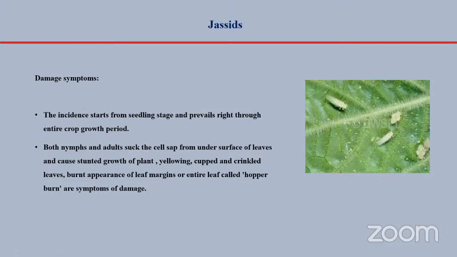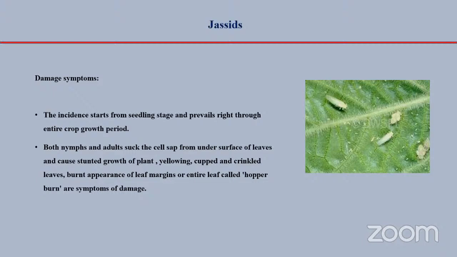So next is another sucking pest, that is Jacobiasca lybica. This also we have learnt in many other crops. This also will suck the sap from the leaves, from the undersurface of the leaves only. Once it sucks the sap, the plant will be stunted, and you can observe that the leaves will be yellowing. Then they will be cupped and crinkled. And later on, you can observe a burned appearance at the leaf margins.